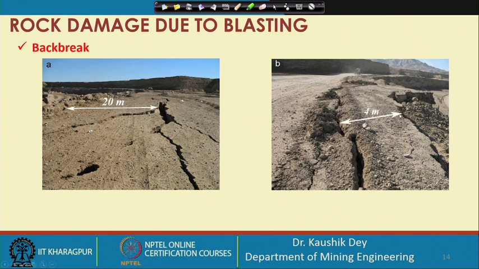These are, you can see, over excavation parts, this is the breakage part which can show it is 4 meter and sometimes it is 20 meter also. That means huge cracks were generated in the remaining rock mass.